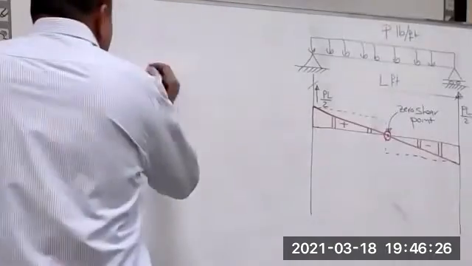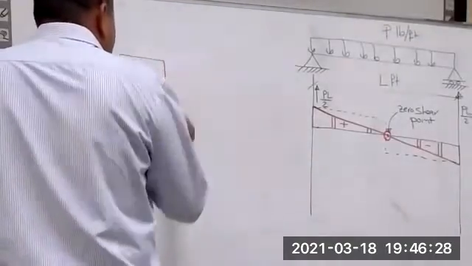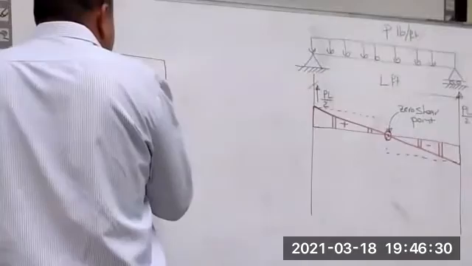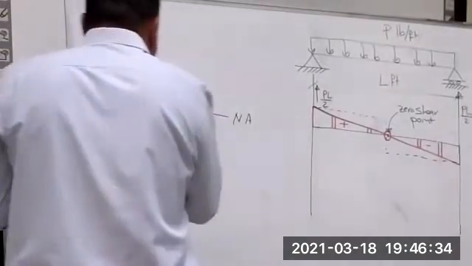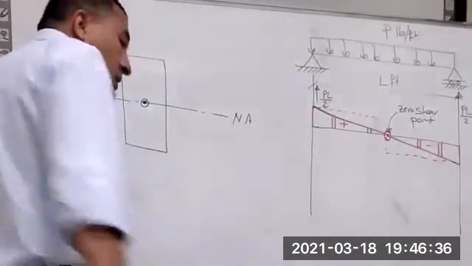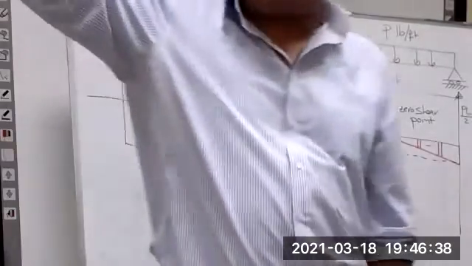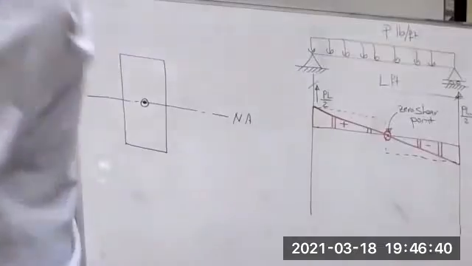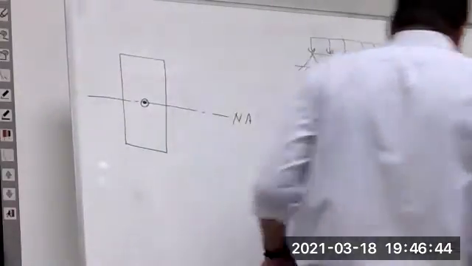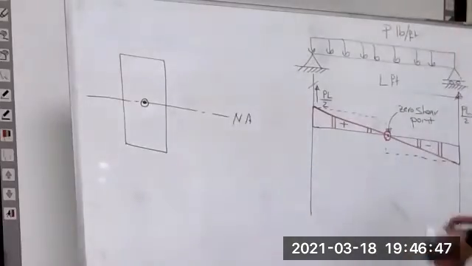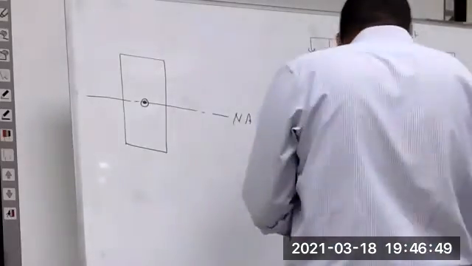There is a section in the neutral axis. There is zero shear in this section, but zero shear force means shear stress is zero. See, this is the neutral axis. Right. What does the moment diagram look like?